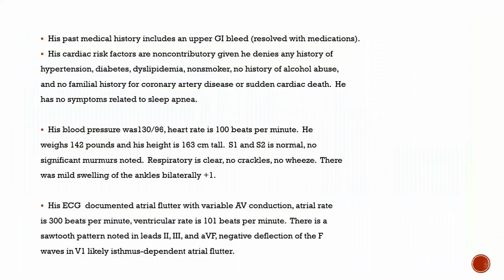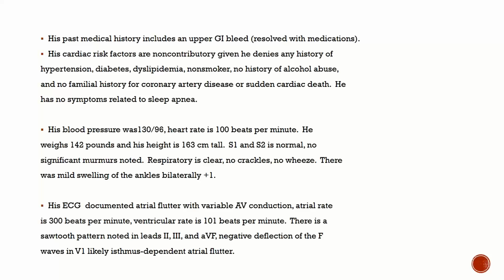His past medical history includes an upper GI bleed. His cardiac risk factors are non-contributory, meaning he denies any history of hypertension, diabetes, or dyslipidemia, is a non-smoker, has no history of alcohol abuse, and has no family history of coronary artery disease or sudden cardiac death. He had no symptoms related to sleep apnea. His blood pressure was 130 over 96, heart rate 100 beats per minute. He weighed 142 pounds, and his height is 163 centimeters.